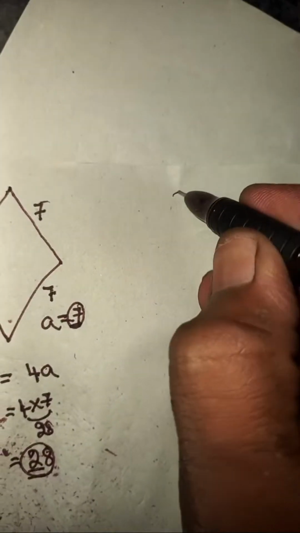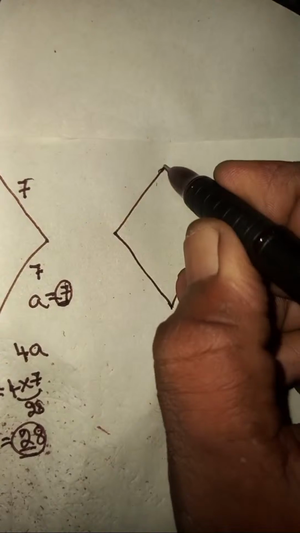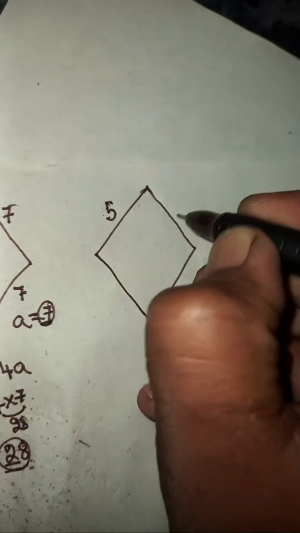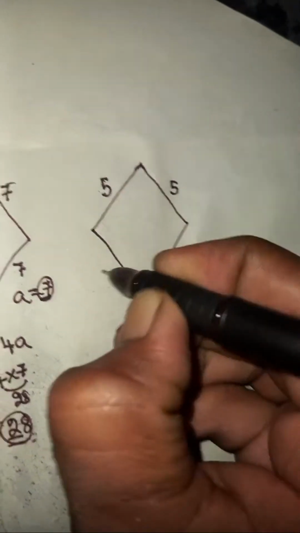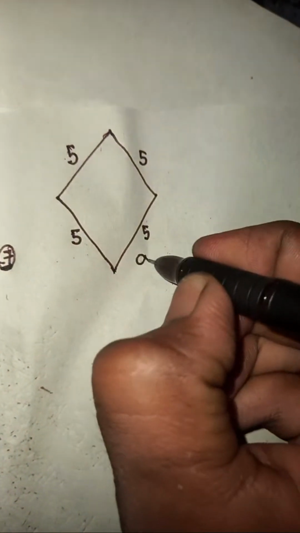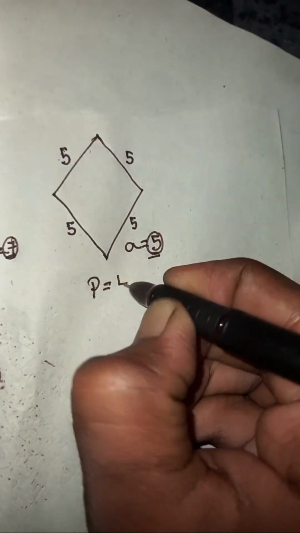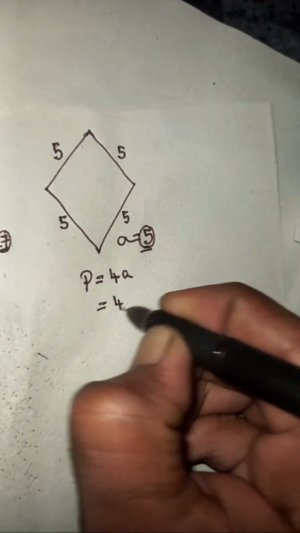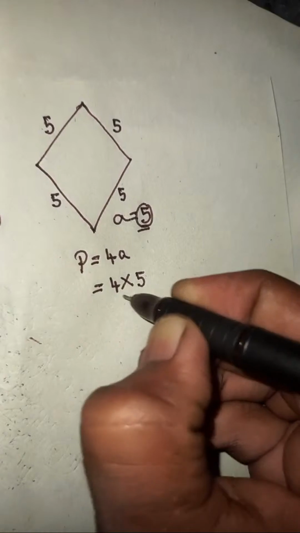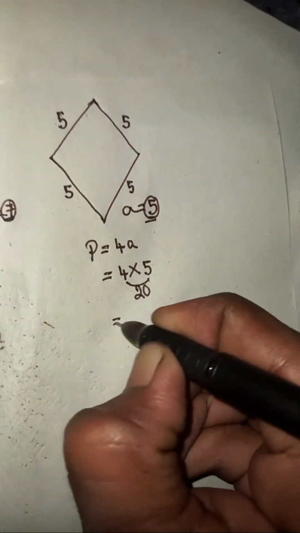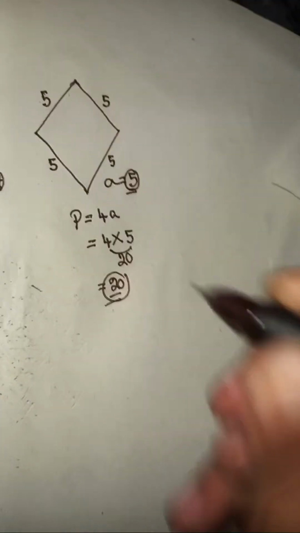Let's take one more rhombus. Here they have given all sides as equal to 5 units. All sides are 5 units, which means side length a is 5 units. Now the perimeter is equal to 4a, so it is 4 times the side length 5. 4 times 5 is 20. 20 units is the actual perimeter of the rhombus.